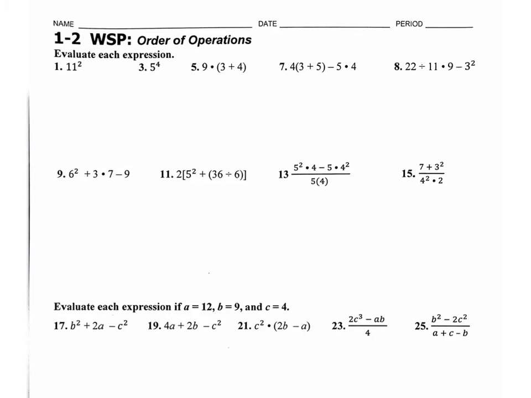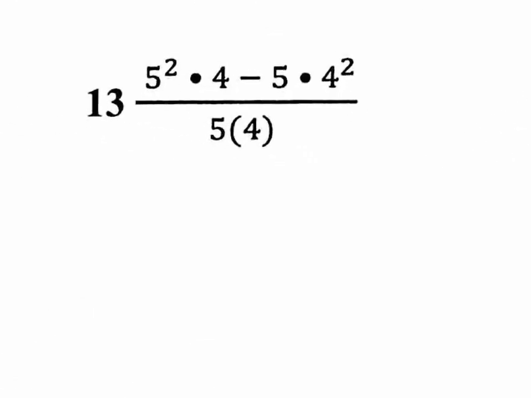13. All right, so 13, it's not evaluating, it's just simplifying. So there are several operations here. There's multiplication, there's exponents, there's subtraction, more multiplication, more exponents, more multiplication, and the division bar. However, this division bar, the way to treat it, you're not going to divide before subtracting.